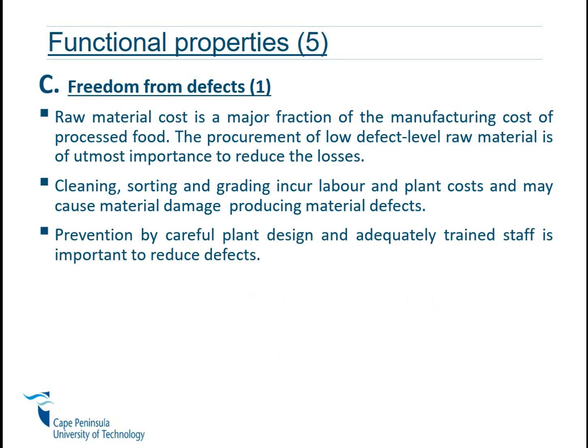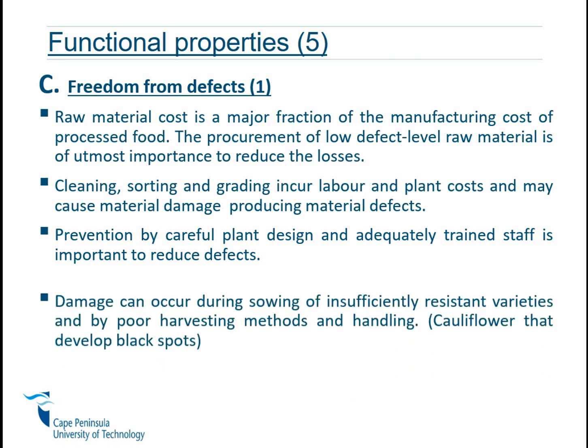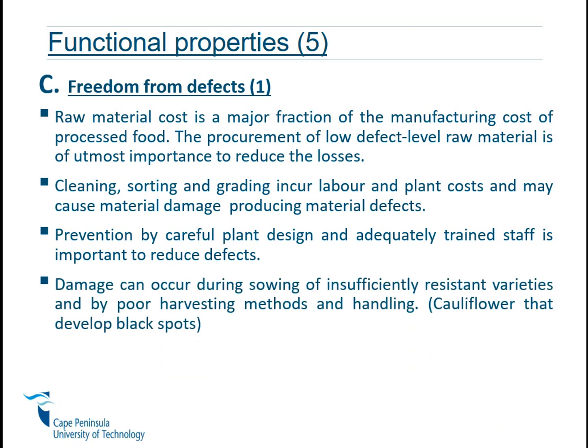This is prevented by careful plant design, and adequately trained staff is important to reduce process defects. Damage can occur during the sowing of insufficiently resistant varieties and by poor harvesting methods and handling. You've seen that cauliflower can also develop black spots. By the time it gets into your Pick n Pay or Woolworths, you don't want to see black spots in cauliflower. If you see black spots, you know that is not a good quality product.